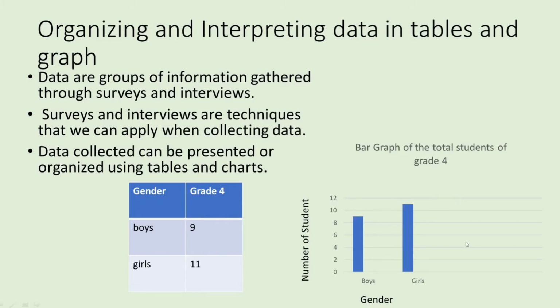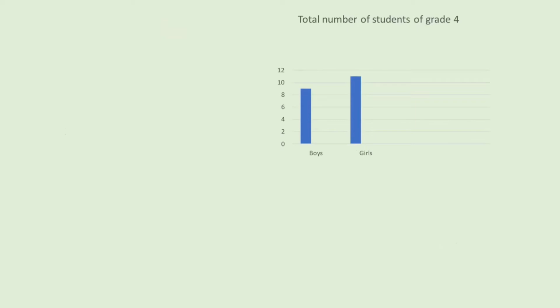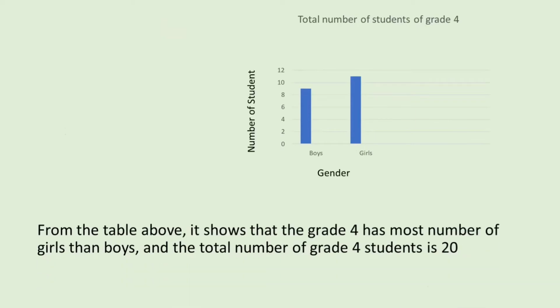So, paano naman natin siya i-interpret? So, I have here the bar graph and the table. So, paano natin siya interpret? So, eto na yung interpretation natin. So, from the table above, or the bar chart above, it shows that the grade 4 has most number of girls than boys. So, ibig sabihin, mas marami yung girls sa boys sa grade 4 natin. And the total number of grade 4 students is 20. So, ayan na po yung pag-i-interpret natin.